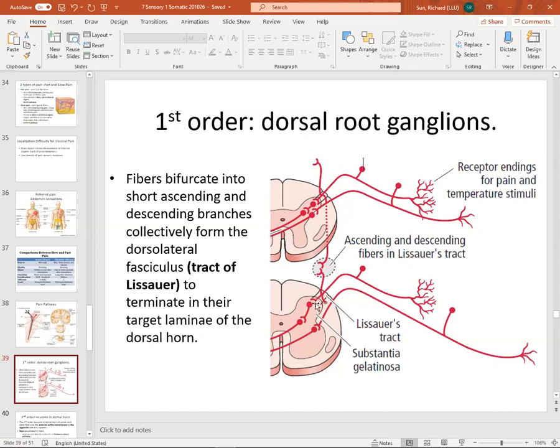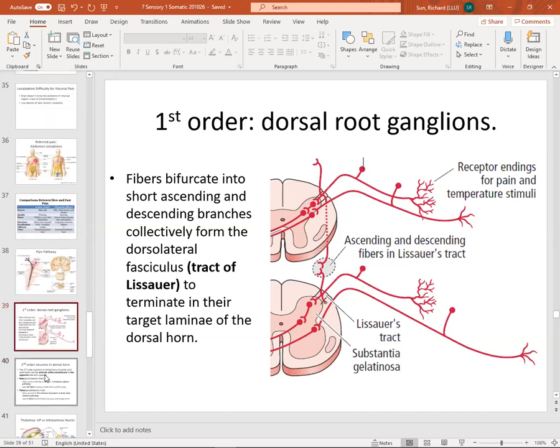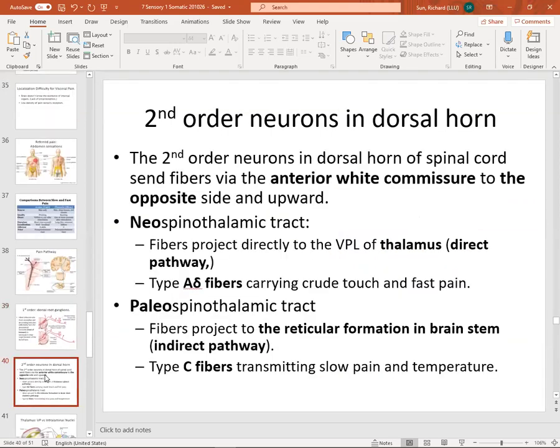And then it will reach the second order in the spinal cord. Now, this second order will then branch out. It can be a neospinothalamic tract that carries the fast pain from the A delta fibers to the ventral posterolateral nucleus of the thalamus. This is also called the direct pathway.